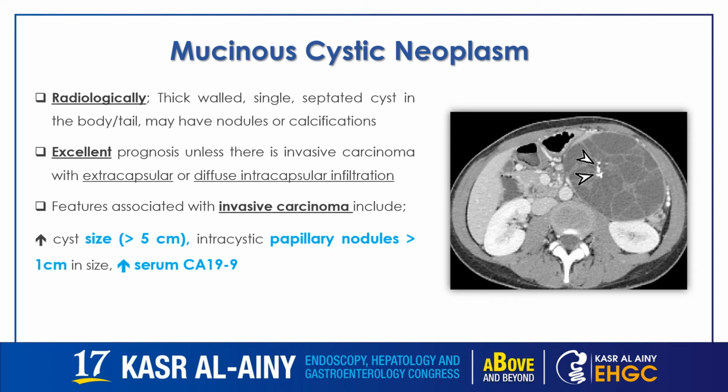Radiologically, it is a thick-walled single septated cyst in the body or the tail of the pancreas, and has an excellent prognosis. Features of invasive carcinoma include increase in the size, intracystic papillary nodules, or increase in the serum CA 19-9. Surgical resection is indicated for all mucinous cystic neoplasms.